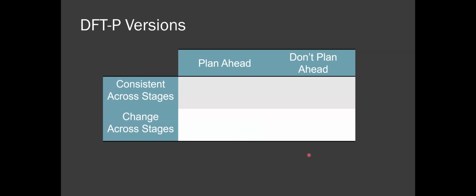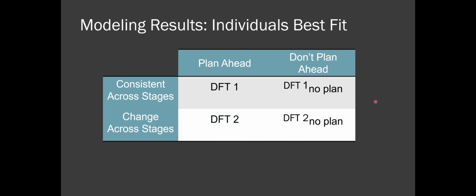And so we can organize our results in this 2x2 matrix here, where we have DFT1, which is a one threshold model that is consistent in its processing across the stages, and it does plan ahead. And then we have DFT2, which is a planning model that uses 2 different decision thresholds and changes the way it processes across stages. And then we have the non-planning versions of those 2 models that replace the future decision node with a random coin flip.